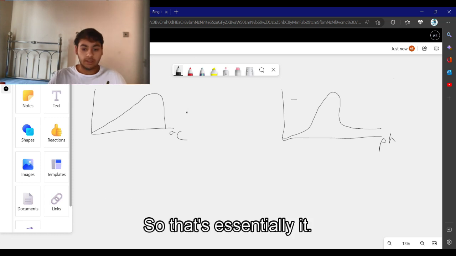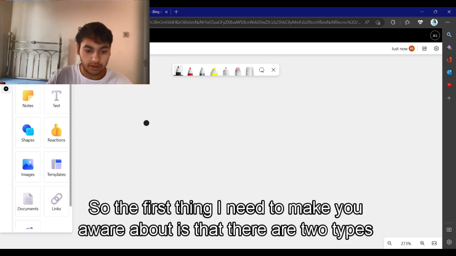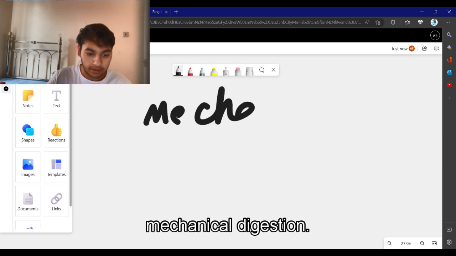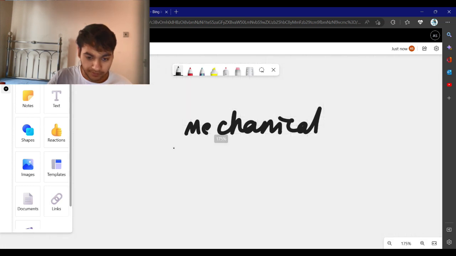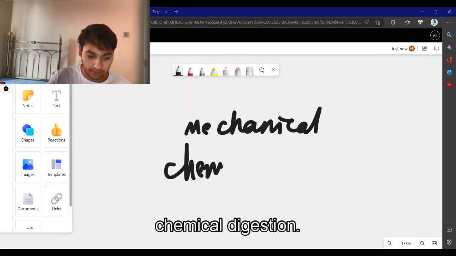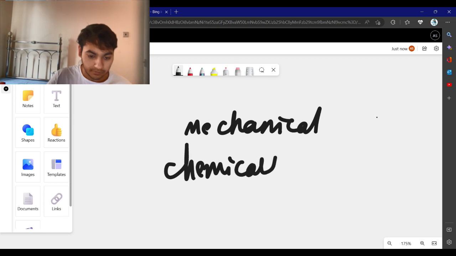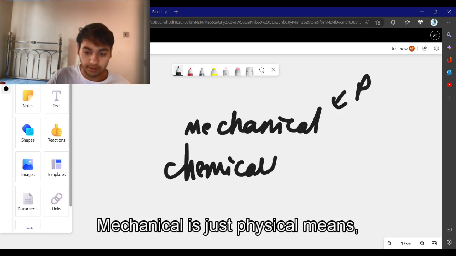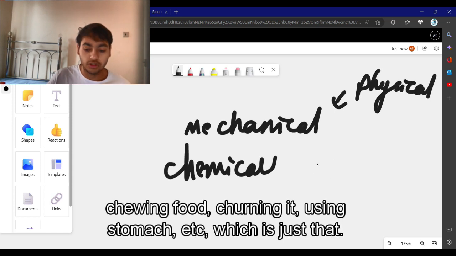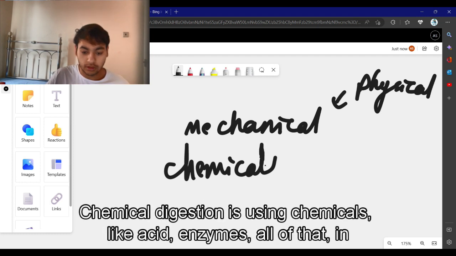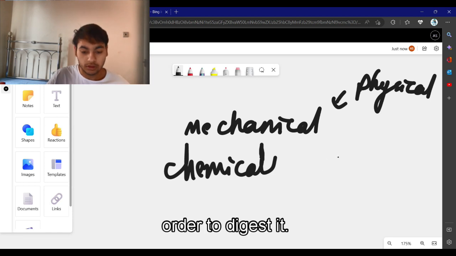So that's essentially it. The first thing I need to make you aware of is that there are two types of digestion: mechanical digestion, and then there is also chemical digestion. Mechanical is just physical means, which essentially means chewing food, churning it, using the stomach, etc. Chemical digestion is using chemicals like acid, enzymes, all of that in order to digest it.